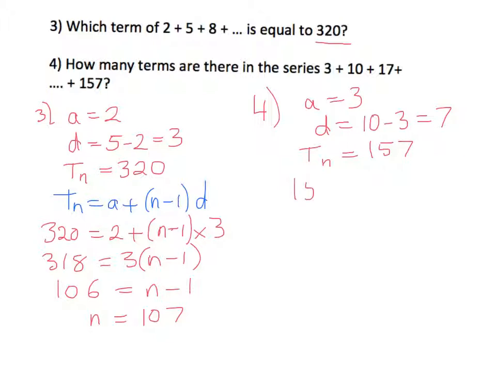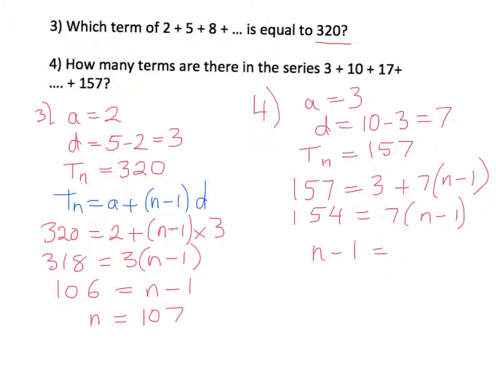So we'll have 157 equals 3 plus n minus 1 times d. I might just put the d in front of the n minus 1 there. Alright, so we're going to minus 3 from both sides, and then we'll divide both sides by 7, and you'll get n minus 1 equals 22. And then you can add 1 to both sides. So therefore there are 23 terms in that series.